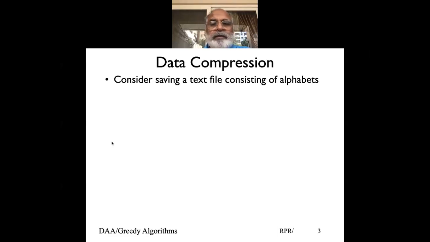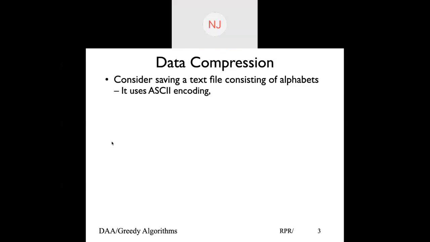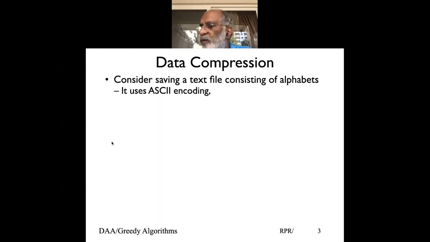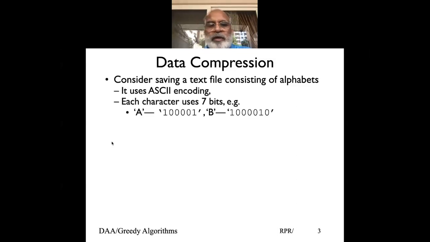As an example, consider that we have a text file which consists of, let's say, a program or anything, and it uses ASCII encoding, and each character is 7 bits. For example, letter A is 0x41, letter B is 0x42, and they use 7 bits. For example, A is 100.